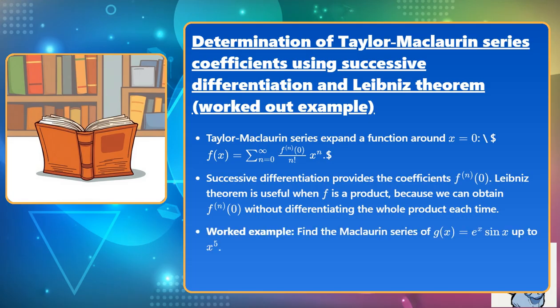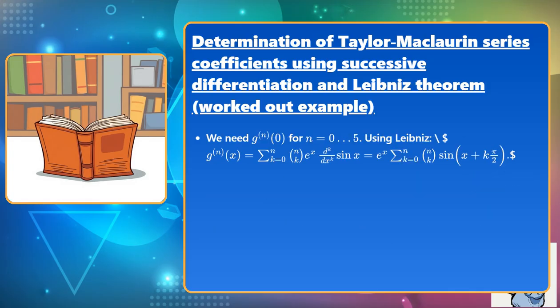Worked example: find the Maclaurin series of g of x equals e to the x times sin x up to x to the 5th. We need g superscript n of 0 for n equals 0 to 5. Using Leibniz, g superscript n of x equals the sum from k equals 0 to n of n choose k times e to the x times the kth derivative of sin x, which equals e to the x times the sum from k equals 0 to n of n choose k times sin of x plus k pi over 2. Evaluate at x equals 0. g superscript n of 0 equals the sum from k equals 0 to n of n choose k times sin of k pi over 2.